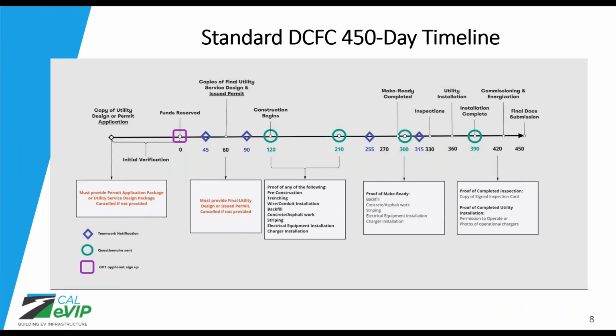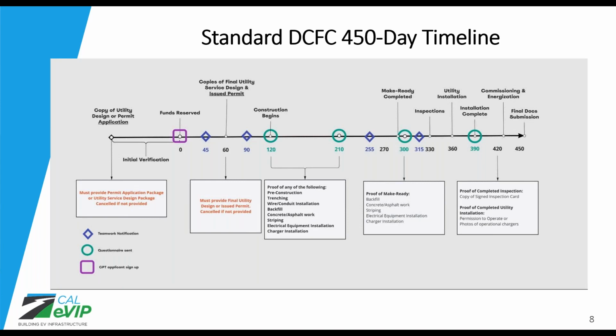Here's an example of the timeline that's been created for projects and at the points that you'll receive communication from us via the Construction Progress Tracker. So this is a typical DCFC project in Block Grant 2. Day 0, obviously, is the funds reserve date, on to day 450, which is the intended final date for final docs submission. The diamonds that you see throughout this are different notifications from Teamwork, and these circles starting at day 120 are the dates that you'll receive surveys.